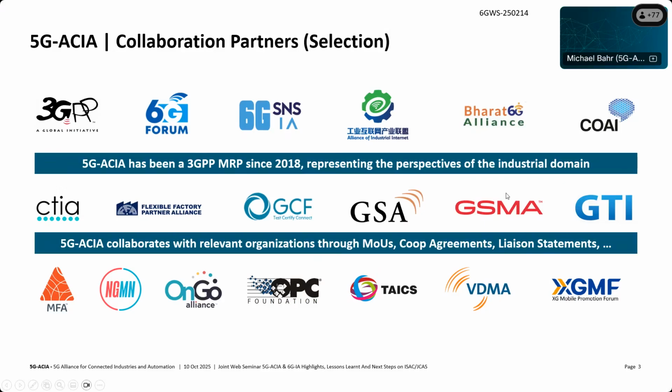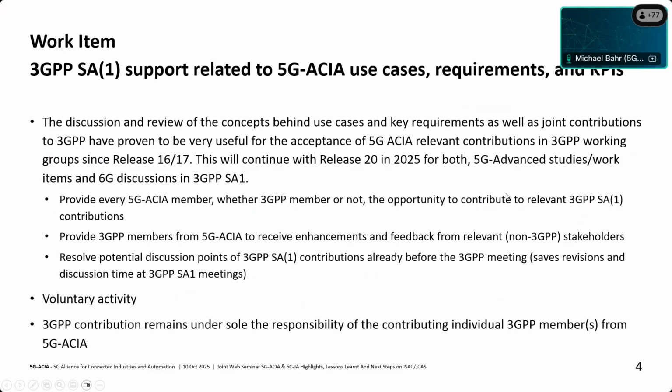And coming to one specific work where I would like to focus on, I'm the rapporteur of a work item called 3GPP SA1 supports related to 5G-ACIA use cases, requirements, and KPIs. That's the work item which, the target is to support our impact on standardization with respect to use cases and requirements and set the basis and the start for any standardization work.